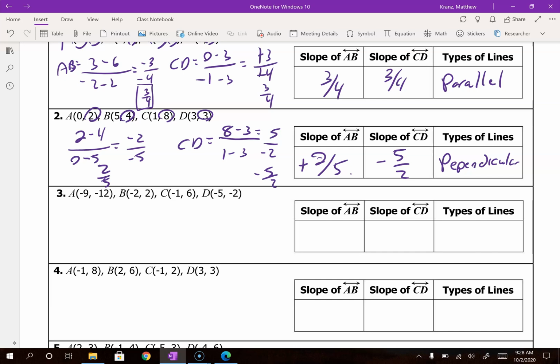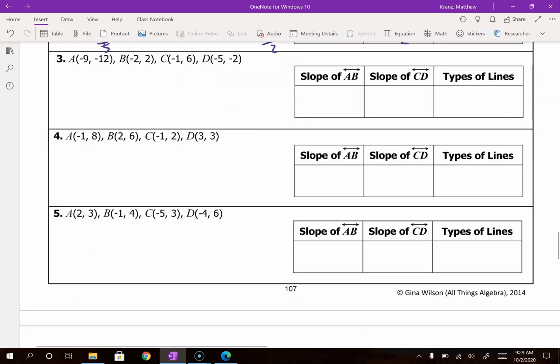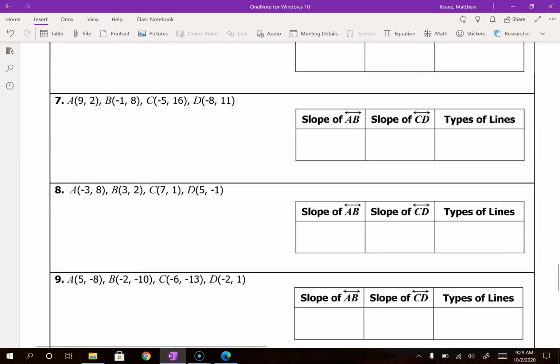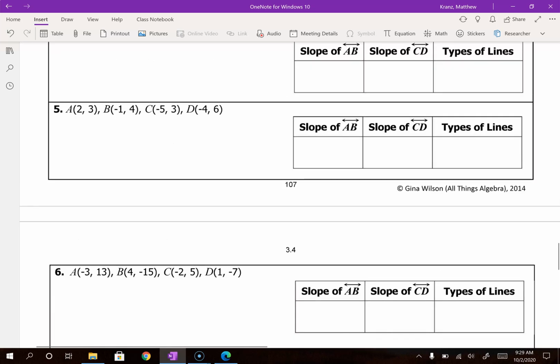And that's what we do. Now, if it's neither, then it's neither. If it's not the same and it's not a negative reciprocal, then they're not parallel or perpendicular. They're probably lines that look like this. So I'll let you try some of those, and then we will go over it.